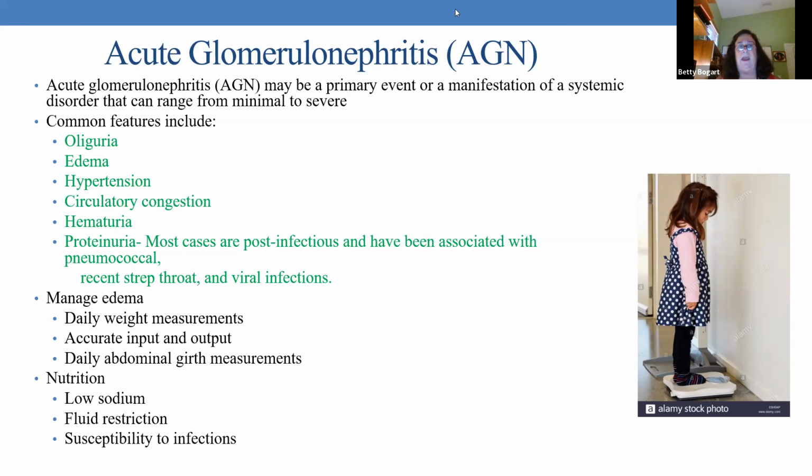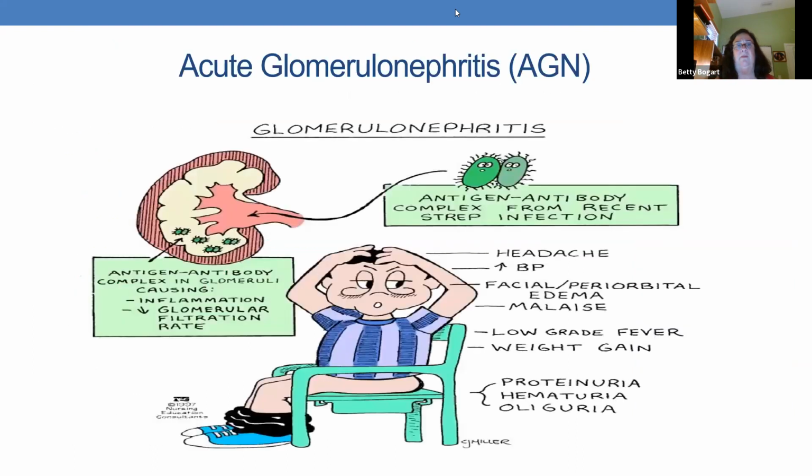So again, we're gaining fluids. We're holding on to fluids. So number one, it was due to a streptococcal infection, so we're going to treat it now. We're going to give antibiotics. But what is our nursing care? What do we need to be paying good attention to? Well, we need to look at that fluid balance, daily weights, intake, output, and we're going to be measuring abdominal girth measurements. These children are going to be very susceptible to infections, so good hand washing, and of course, low sodium, and they'll be on just a limited amount of fluids.